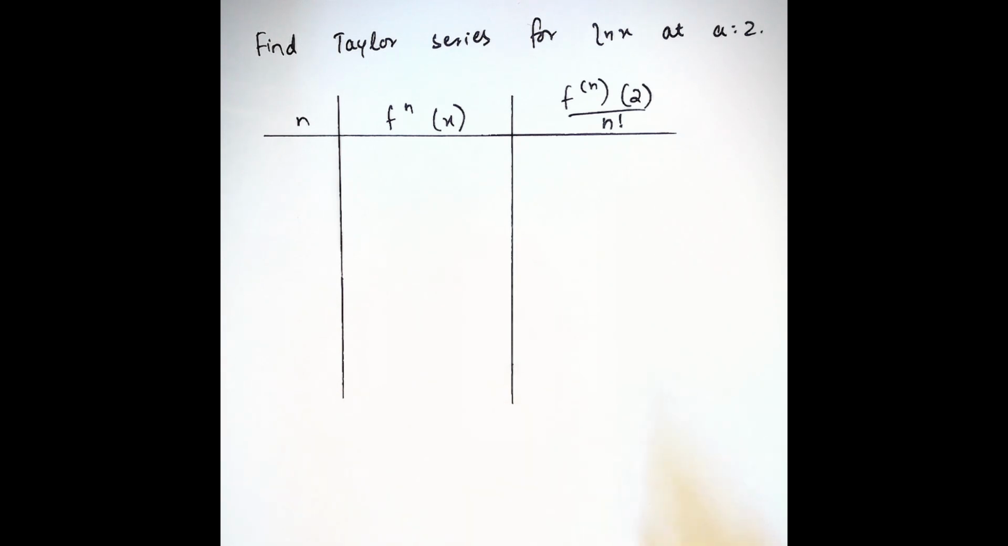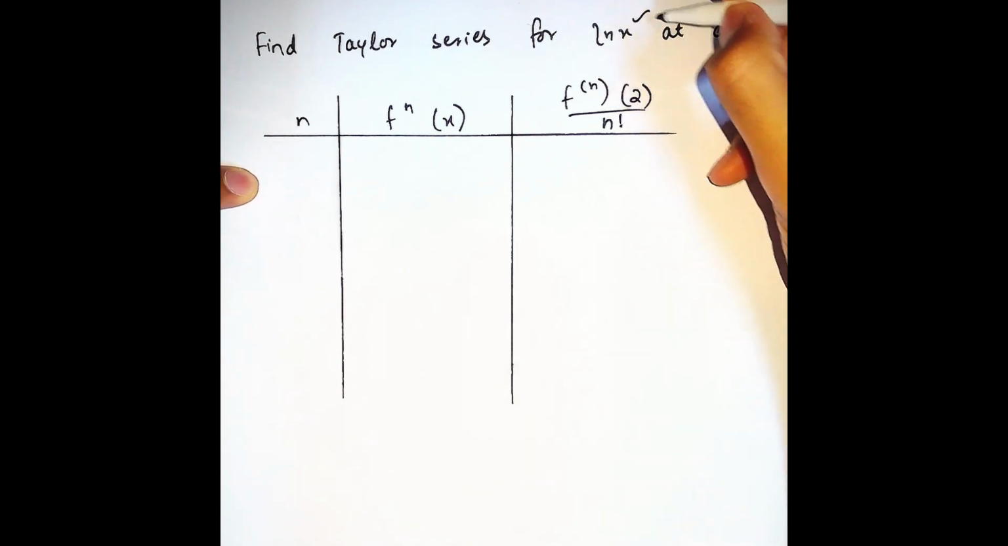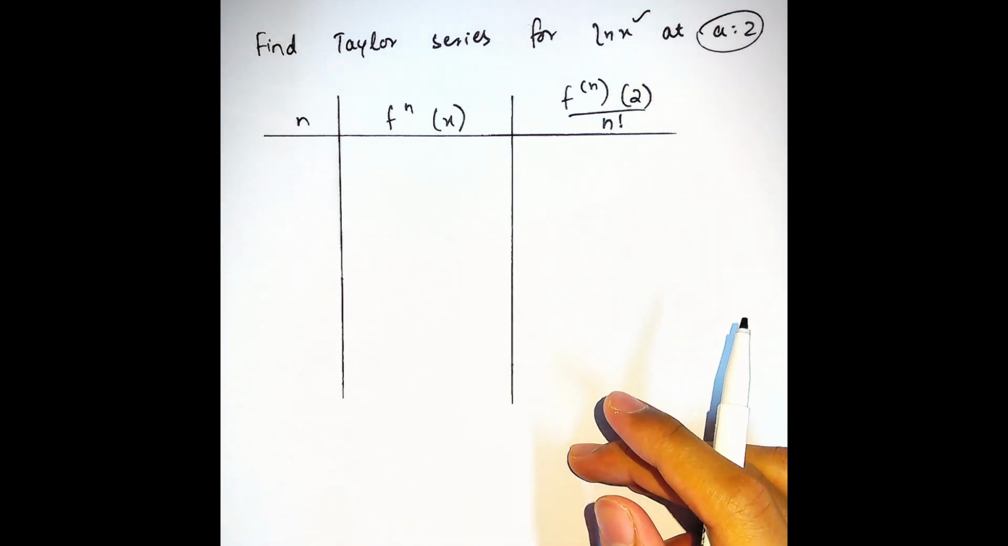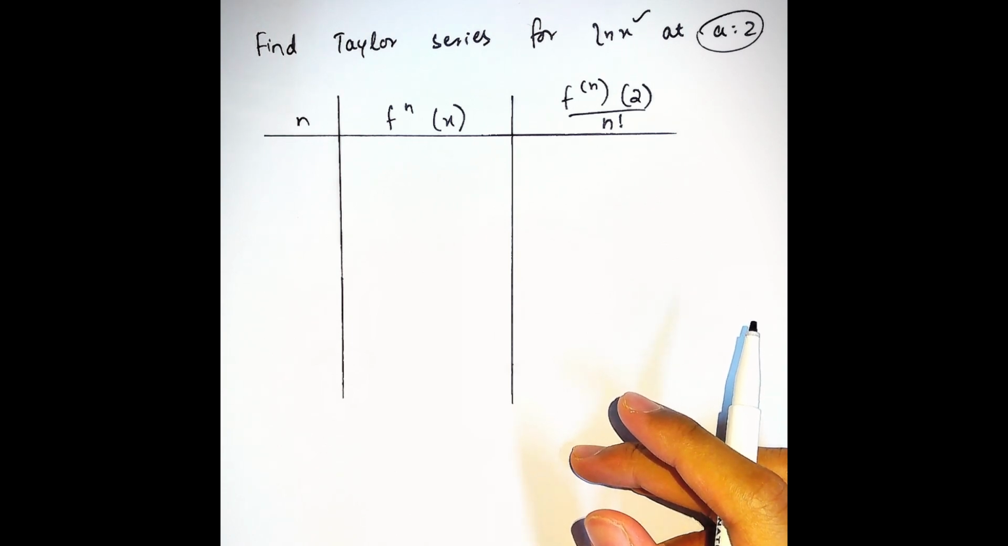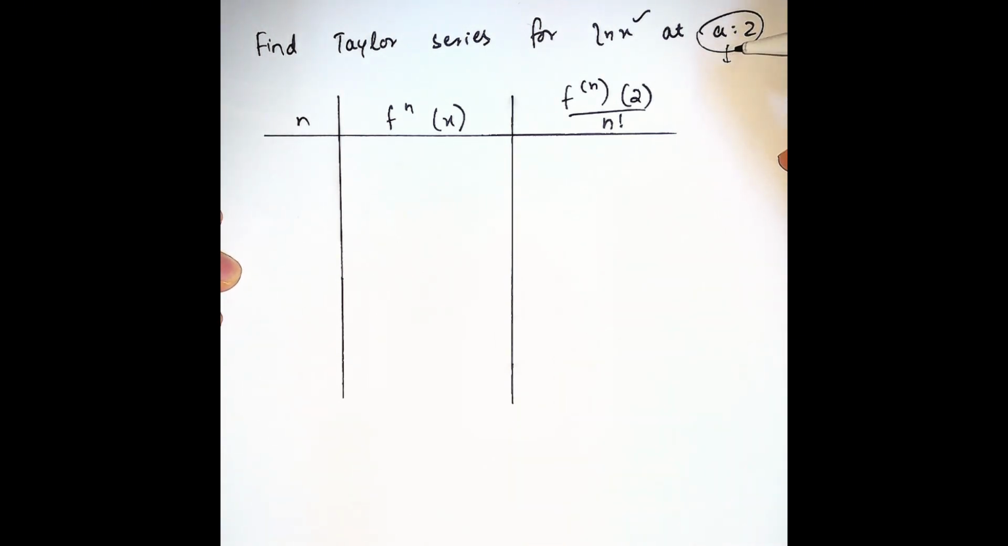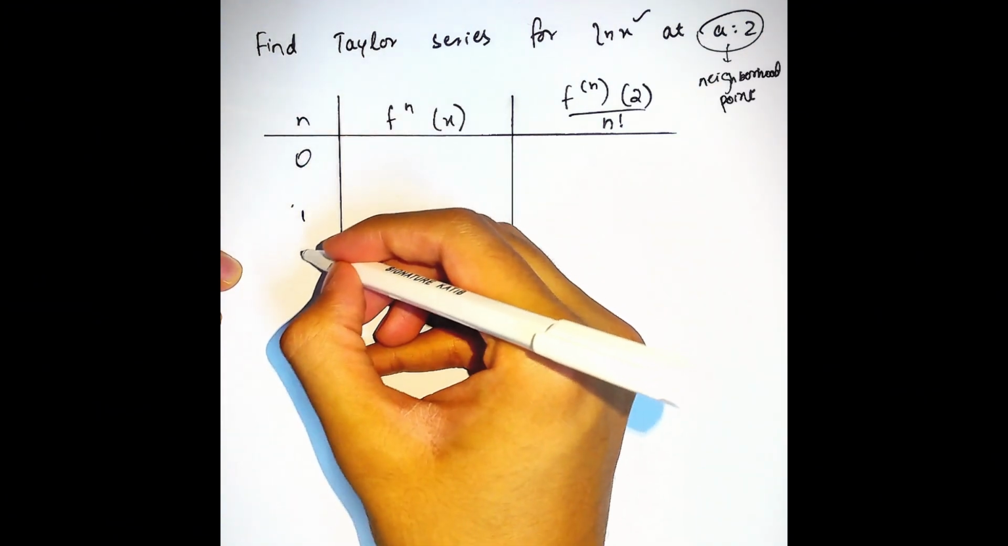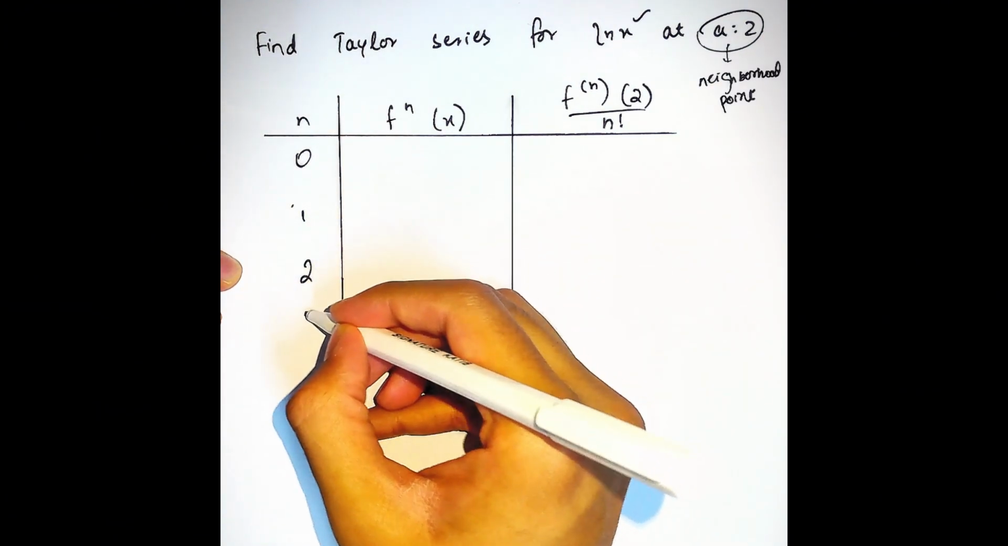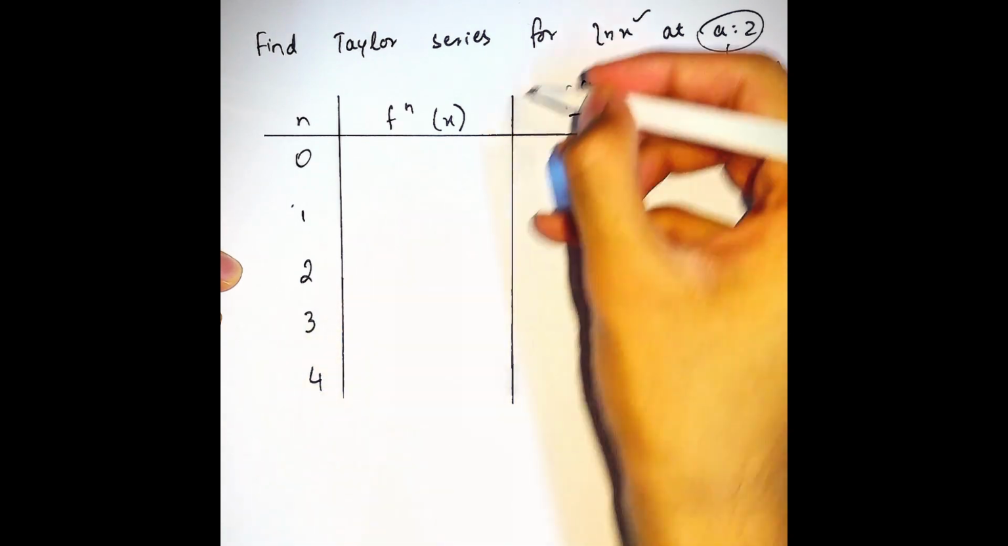Okay, so guys, in this video we have to find the Taylor series for natural log of x at a equal to 2. And in the previous video I forgot to mention one thing, that this point a equal to 2 is also known as the neighborhood point. Now let's start by taking the zeroth, first, second, third and the fourth derivative of this function.